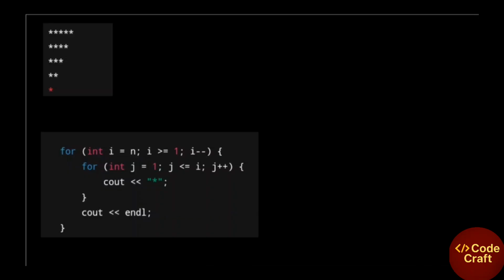Hi everyone, and welcome back to the channel. Today we are going to learn to create this inverted right angle triangle using C++. Here you can see that each row decreases by one star. In the first row we have 5 stars, in the second row we have 4 stars, in the third row we have 3, then 2, and in the last row we have only 1 star in this pattern.